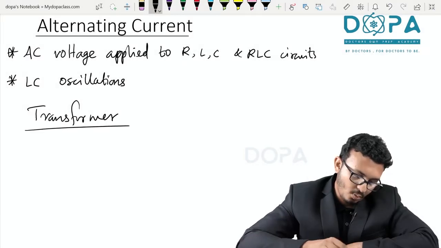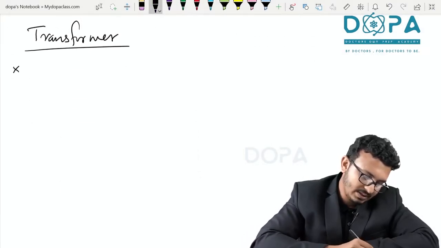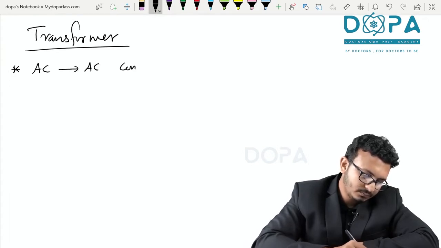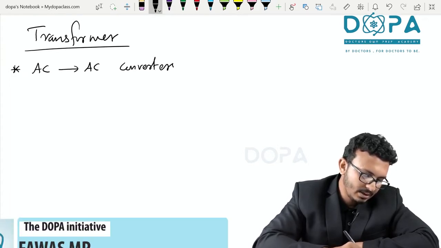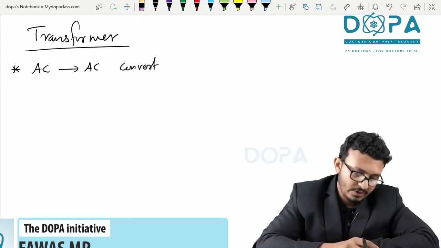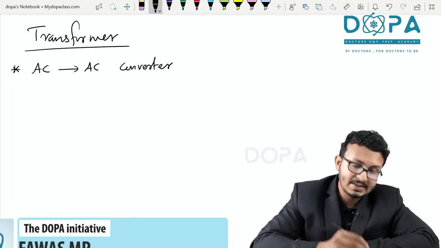Transformer. What is a transformer? A transformer is, simply put, an AC to AC converter. So we have different devices like this.